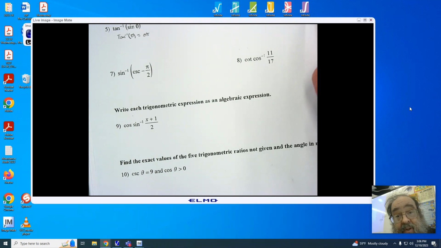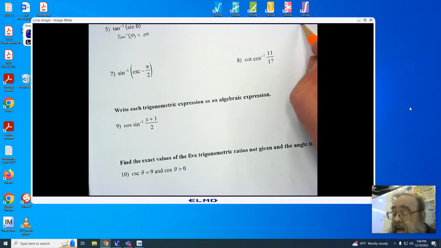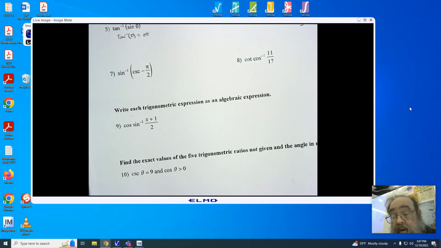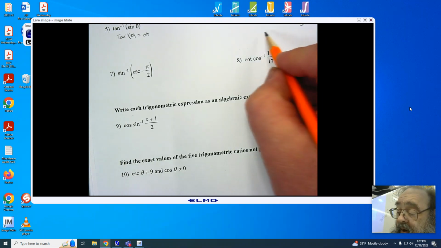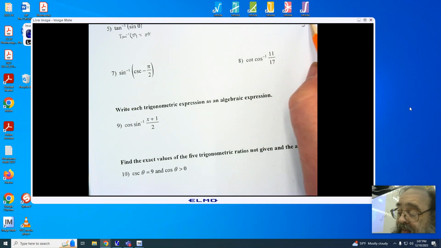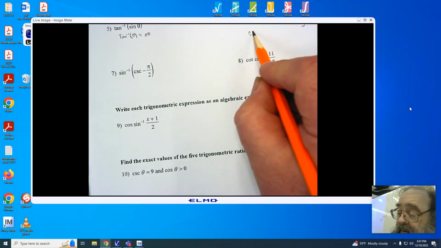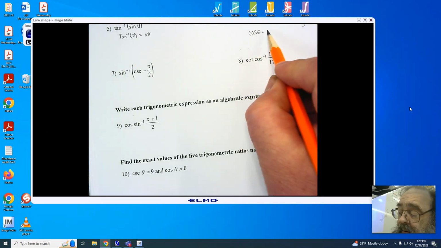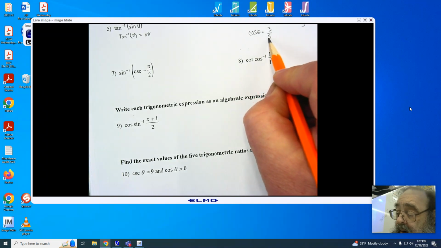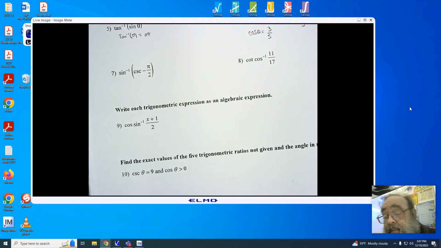Sine is opposite over hypotenuse. That means the opposite is 4, and because this is a 3, 4, 5 triangle, I can put a 3. I can also work with 25 minus 16 to the square root, and that will give me the square root of 9 for 3. That's using the Pythagorean theorem. So I'm now looking for the cosine of this theta in this triangle, and the cosine of this angle is going to be 3/5. My answer is therefore 3/5.